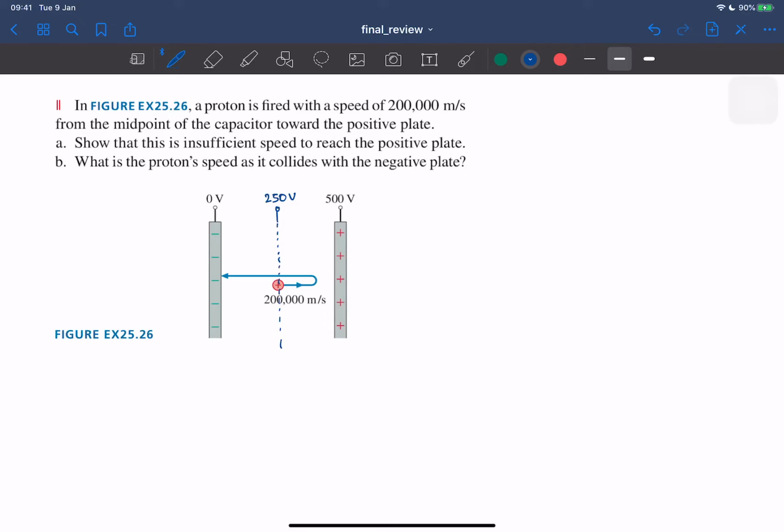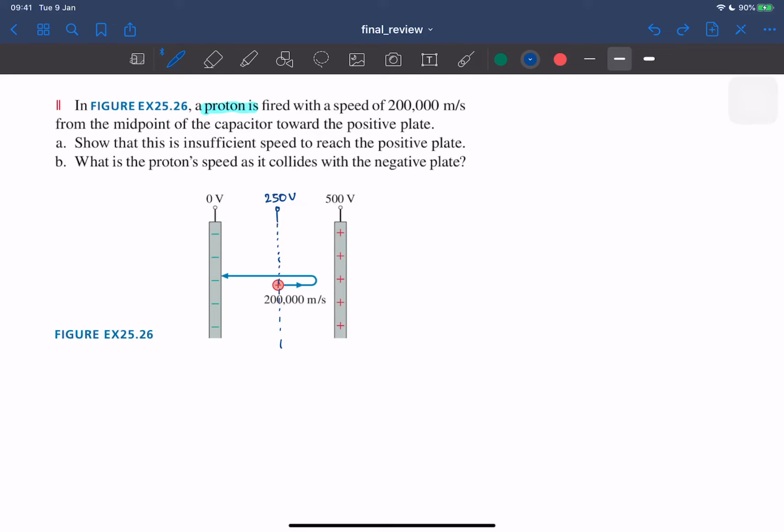Okay, so that means we have here a proton. A proton is fired with speed of 200,000 meter per second from the midpoint of the capacitor towards the positive plate. And you know why it's gonna turn around, right? Because it's positive charge. It's gonna get repelled by the positive plate here, right? So if you don't fire it fast enough, then it's not gonna reach the plate here. Okay, so show that this is insufficient speed to reach the positive plate.